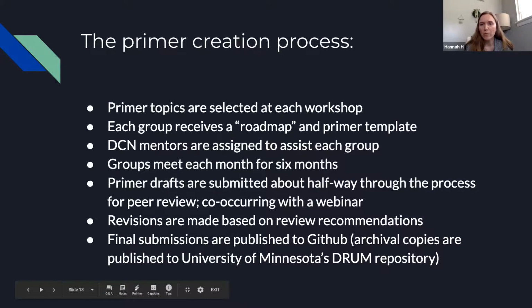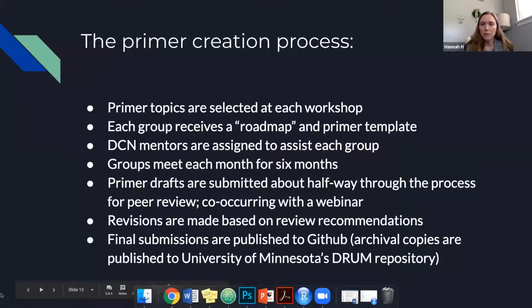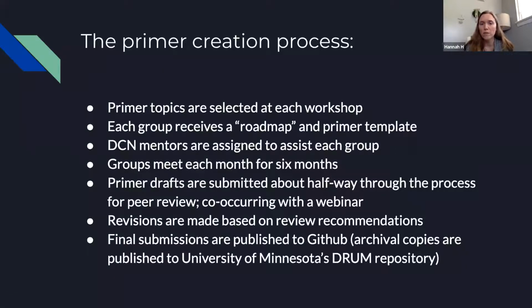DCN mentors, those are people who are in the Data Curation Network, and there's at least one assigned to each group. And the groups are going to meet about every month for that 6-month period. A primer draft is submitted for peer review about halfway throughout that process, and that co-occurs with a webinar. You can see the previous webinar for that group through our website. The revisions will be made based upon those review recommendations, and then final submissions are published to GitHub. That is the actual living, versioned primer, but we do have archival copies of version 1.0 that are published to the University of Minnesota's DRUM repository, and that gives a little bit more visibility to the primer, as well as highlights this project.